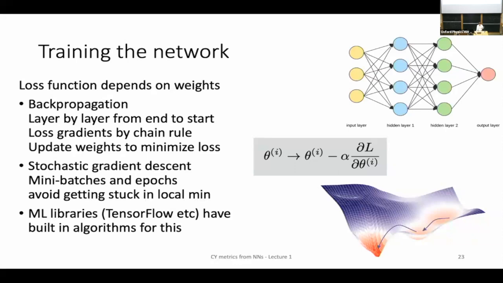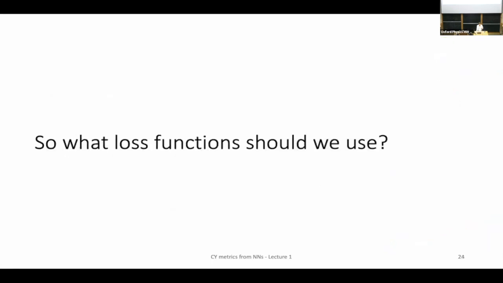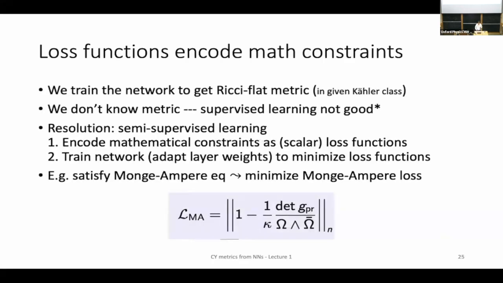And this is just standard techniques, nothing that has to do with string theory, nothing that's very advanced, and nothing that you need to tinker too much with. So the thing that you do need to think about is what kind of loss functions you do use. So here we should encode the math constraints that we want to solve. So we want to get this Ricci flat metric, and we know that in order to get the Ricci flat metric, well, the Ricci tensor should vanish. So that's one thing. And then the Monge-Ampère equation is something that has been proven to be equivalent to that.